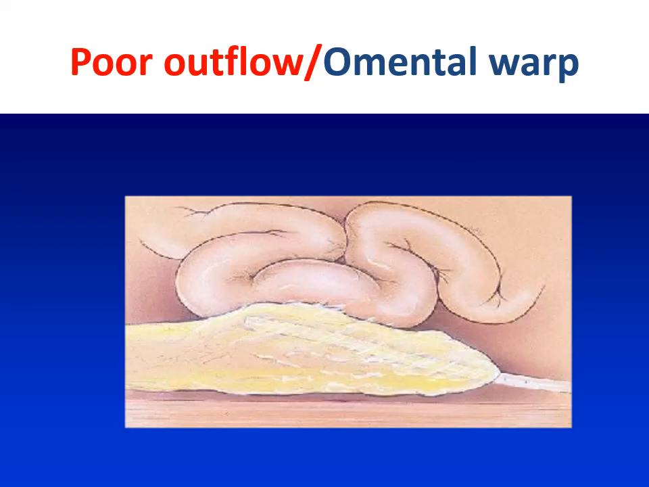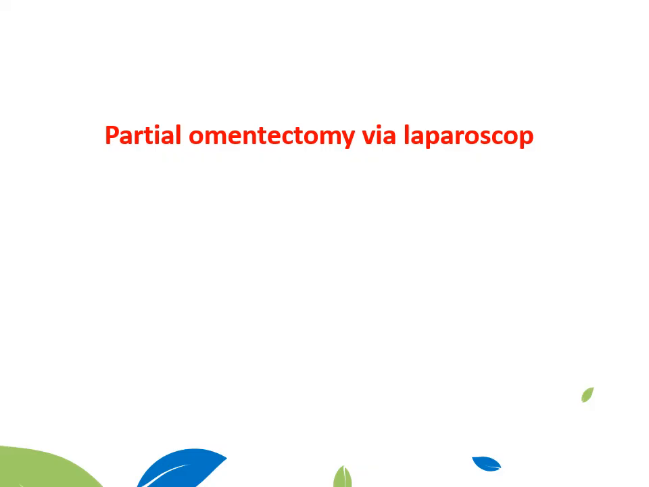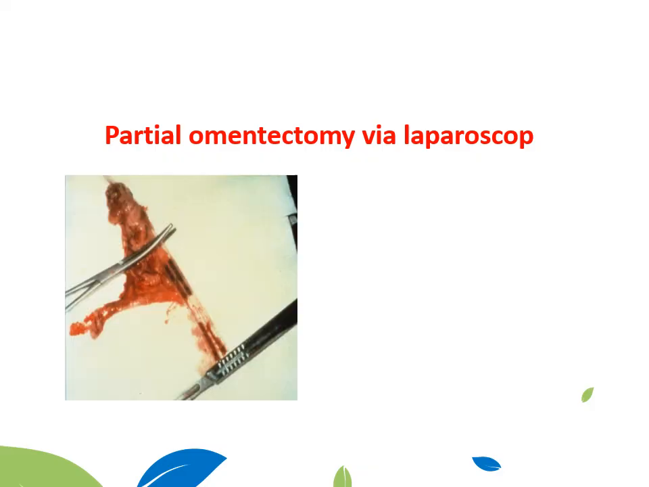What if the poor outflow was because of omental wrap? How can we be sure? We can be sure through injecting contrast material. As you can see here, the contrast will not go through the side walls or side holes of the catheter because of the omental wrap, and will go from the tip of the catheter because it's free. Then you have to do a partial omentectomy by laparoscopy.